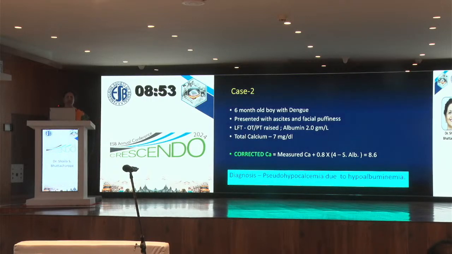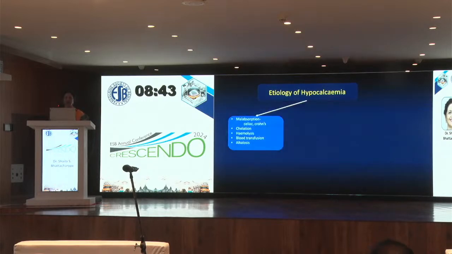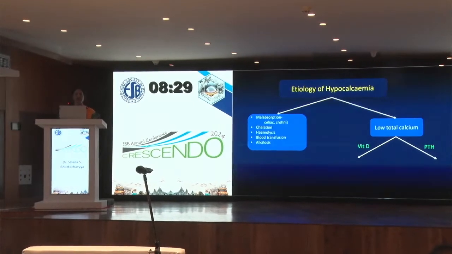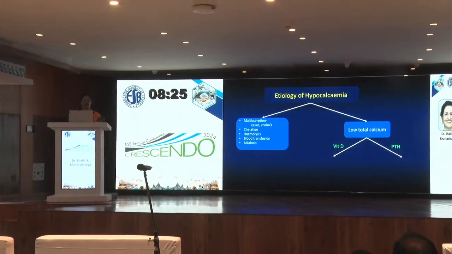So you have to be aware of this condition rather than rushing into treating these children. Next is, what is the etiology of hypocalcemia? So we need to know, as I said, the calcium always comes from the diet. If there is any malabsorption, chelation, hemolysis, blood transfusion, or alkalosis, you can get hypocalcemia. Or if you have any problem with vitamin D or PTH, you can develop hypocalcemia.